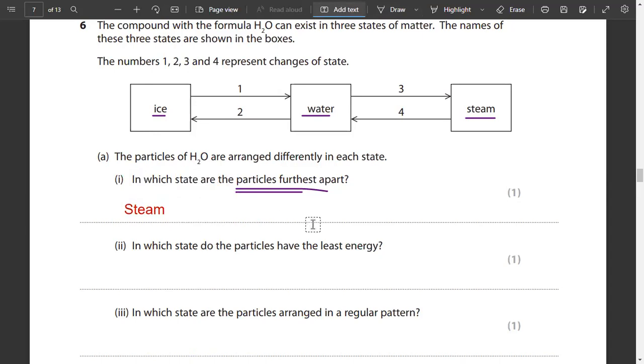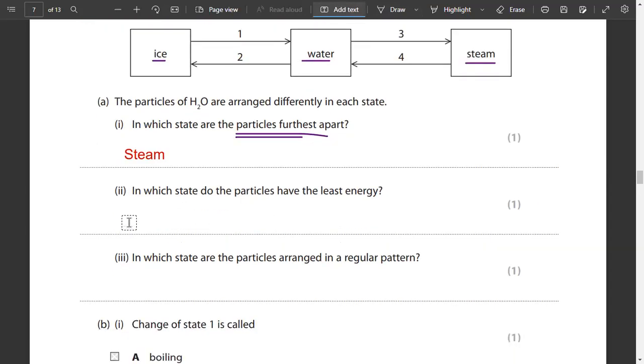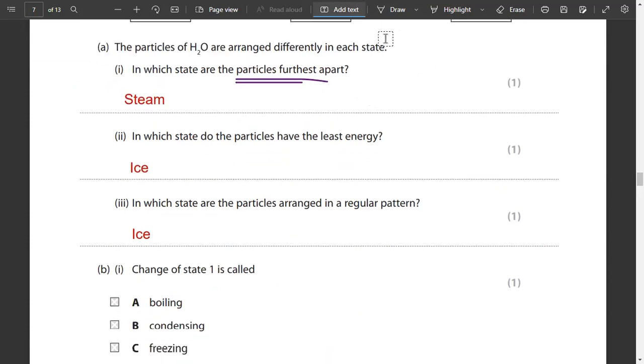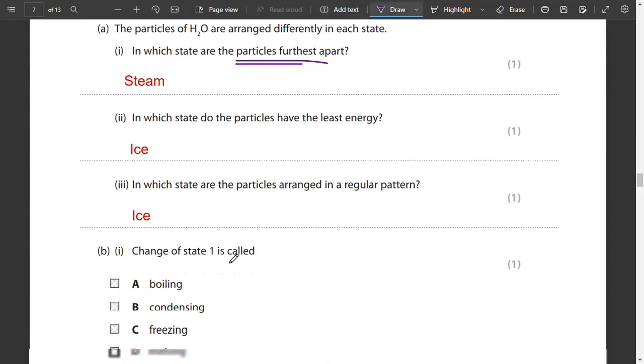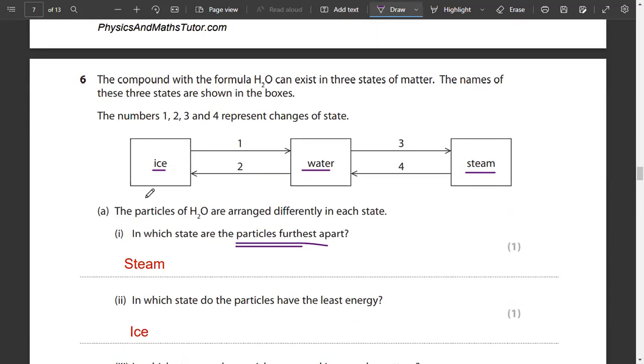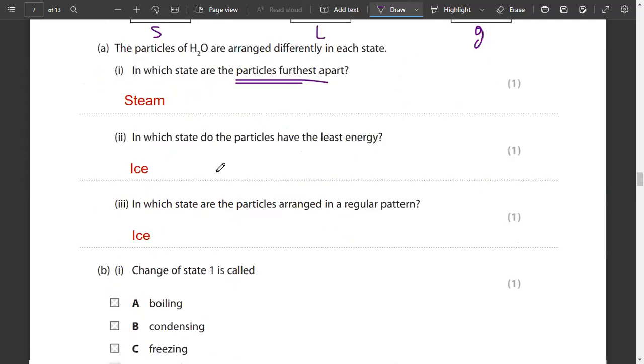In which state do the particles have the least energy? Least energy आपके पास solids में होगी. तो यहाँ पे solid कौन सा है? Ice is solid. And in which state are the particles arranged in a regular pattern? Regular pattern भी आपके पास कहाँ पे present होता है? In an ice. Change of state 1 is called A, B, C या D. Boiling, condensing, freezing या melting. तो change of state in 1 क्या है? पहले मैं बता दूं, ice is a solid, water is liquid, steam is gas. These are all water. H2O ही हैं ये सारे. तो वो कह रहे हैं change of state 1 क्या है? Which is solid to liquid. Solid to liquid को हम एक नाम देते हैं which is melting.